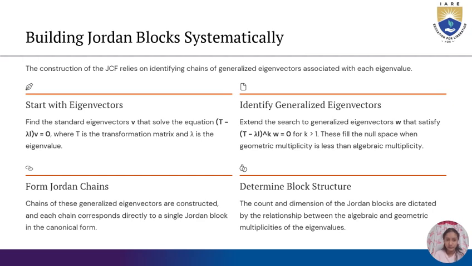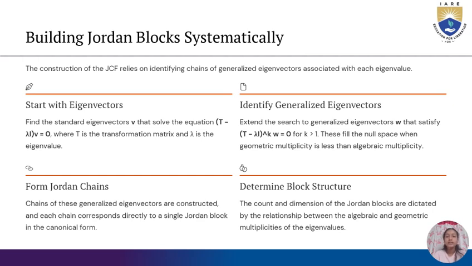Eigenvectors are denoted by V that solve the equation (T minus lambda I) V equals 0, where T is a transformation matrix and lambda is the eigenvalue. Next, identify generalized eigenvectors. Extend the search to generalized eigenvectors W that satisfy (T minus lambda I)^k W equals 0, for which k is greater than 1.